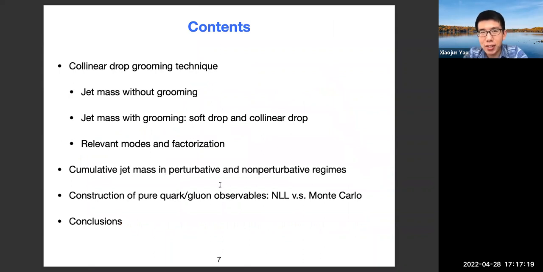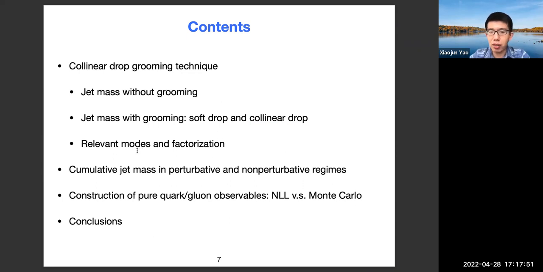So here is the agenda of my talk. The construction is based on the collinear drop grooming technique, so I will explain the collinear drop. To do that, I will explain jet mass in a typical jet measurement without any grooming. Then I will introduce the grooming called soft drop and explain the jet mass measurement in soft drop. Then I will use soft drop jet mass to construct collinear drop jet mass, and I will explain that.